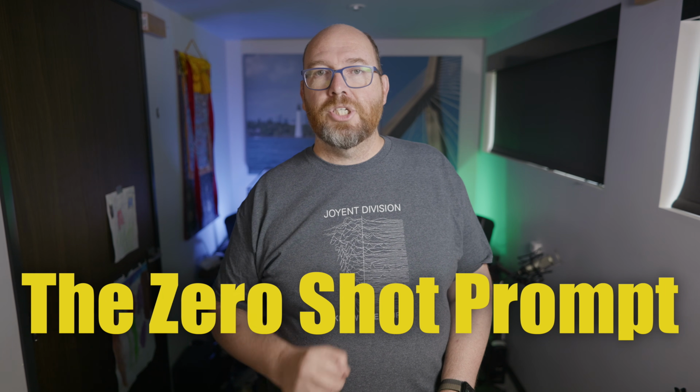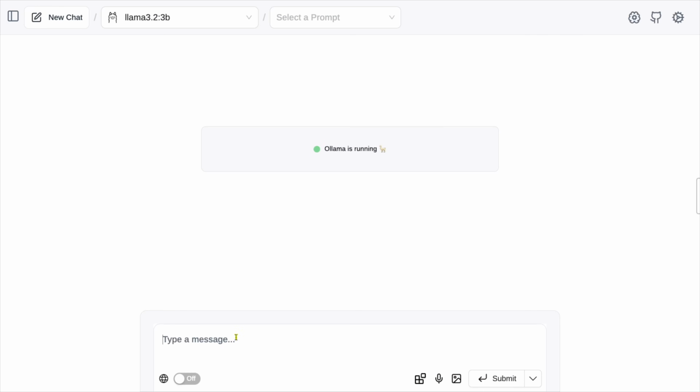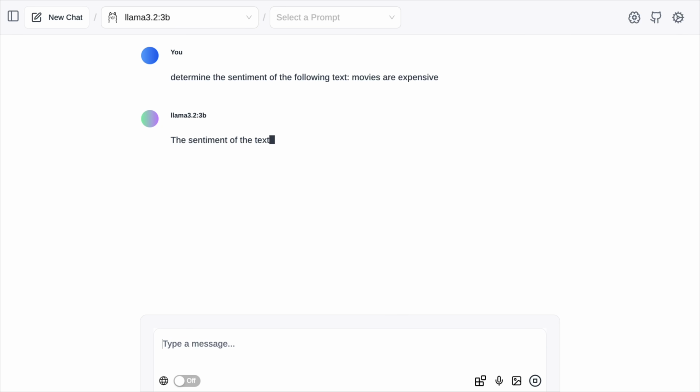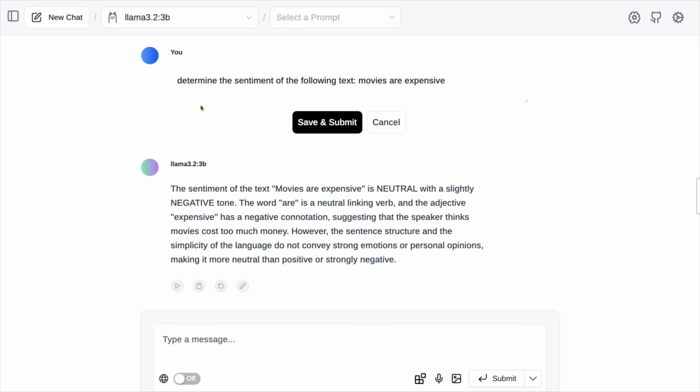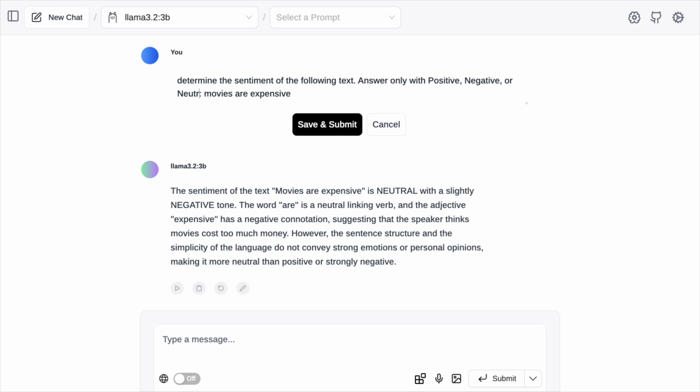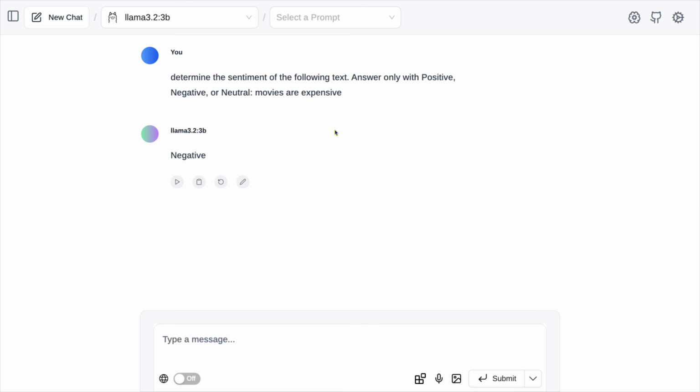Okay, let's start with the simplest kind of prompt, the zero-shot prompt. This is what most folks use all the time. It's a simple question. This works well when the model has been trained on the topic in the question. For instance, my zero-shot prompt might be, determine the sentiment of the following text. Movies are expensive. This is a great starting point, but shows one of the problems that come up with simple questions. The model couldn't read my mind, so didn't know that I wanted it to answer only with a single word sentiment. I can edit the prompt to say what I actually want to see, and now run it again, and it gives me a good answer.